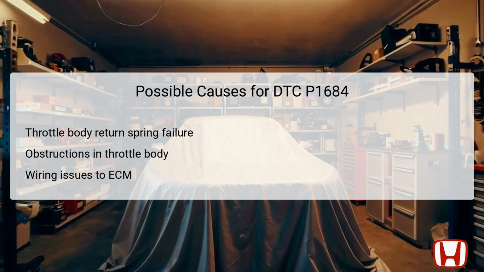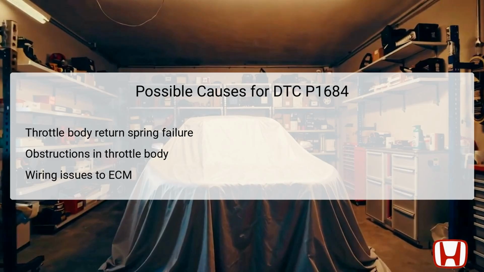Several possible causes can lead to the activation of DTC P1684. First, a failure of the throttle body return spring may prevent the throttle valve from closing properly when no power is applied. This defect can result from wear over time, manufacturing defects, or environmental factors like exposure to moisture.